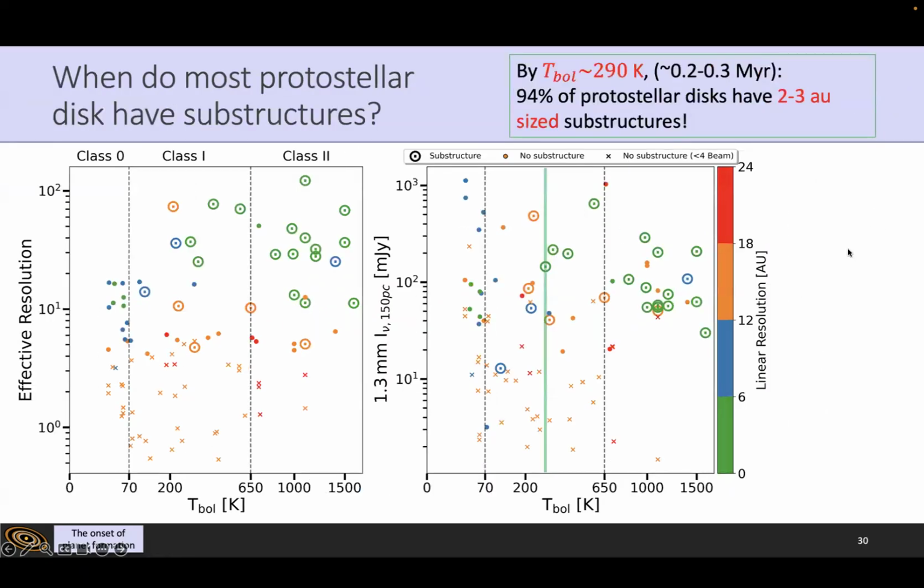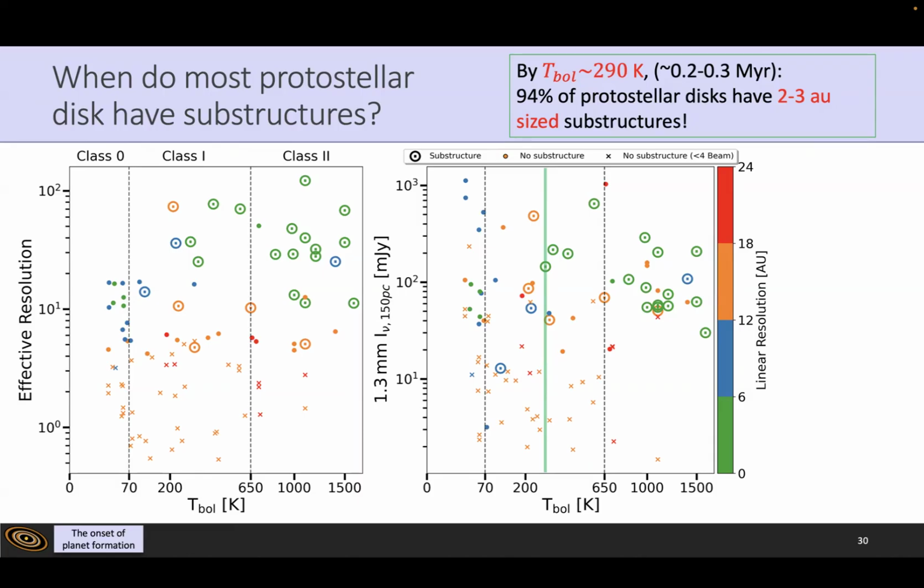We also look at both the effective resolution as well as the linear resolution. So here is the same plot, but color coded by linear resolution. The green shows the best linear resolution, between 0 to 6 AU, blue 6 to 12, orange 12 to 18. If you look at this plot, you can see in the very early phase, for the very young disks, regardless of the linear resolution, there is no substructure detected.